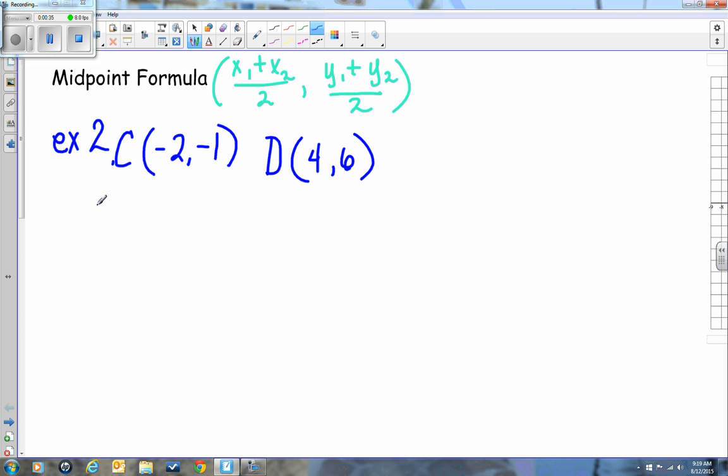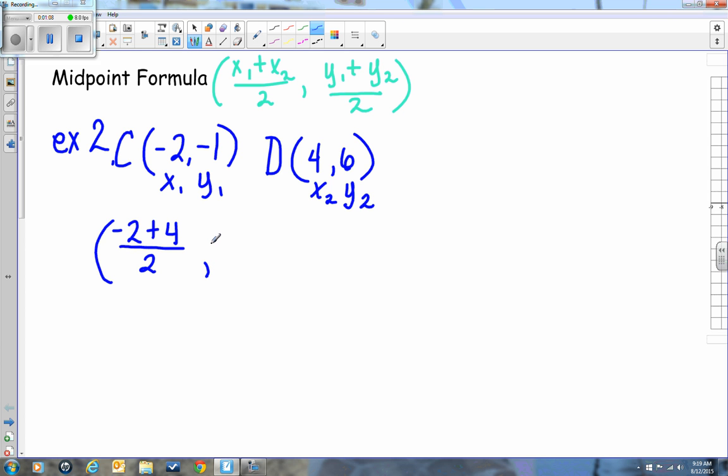Now let's see how this turns out. Let's find a midpoint for this line segment that would go from -2, -1, up to 4, 6 on a graph. Where would the middle be? Well, let's label our points x1, y1, since this is the first point I wrote down, and x2, y2, since that's the second point I wrote down. Let's substitute them into the midpoint formula. And we have x1 is at -2, and the other x, which is 4. And so we divide by 2.